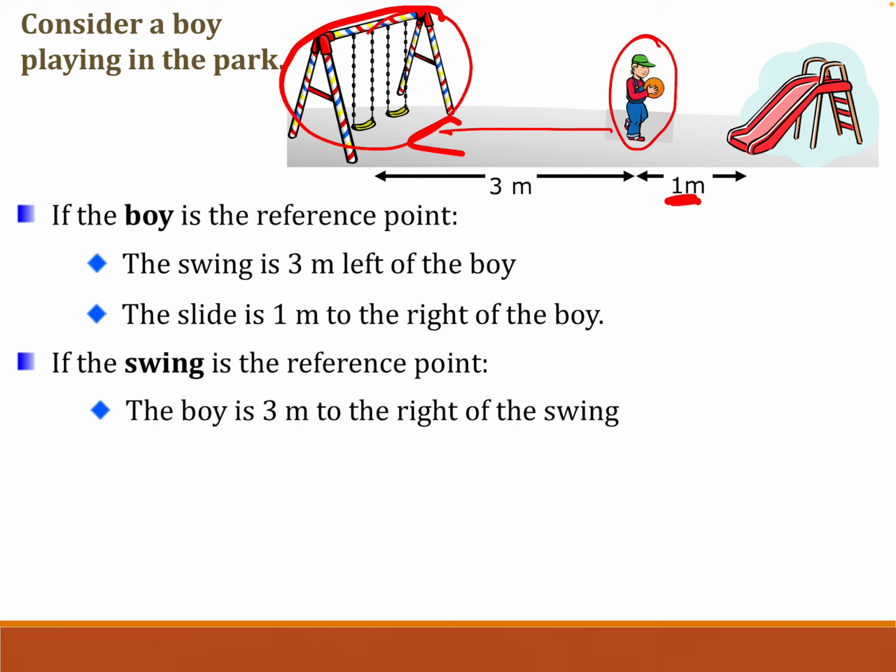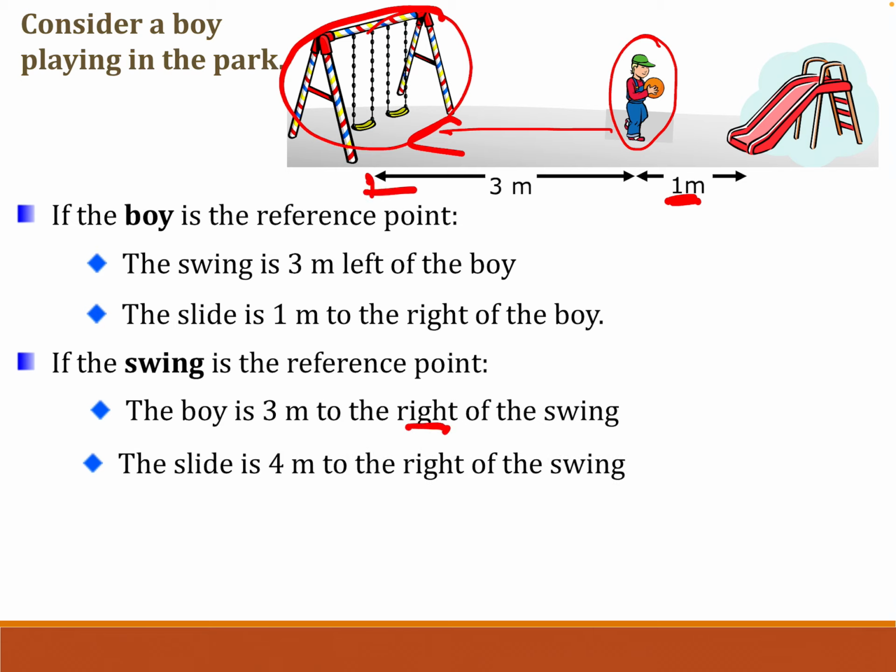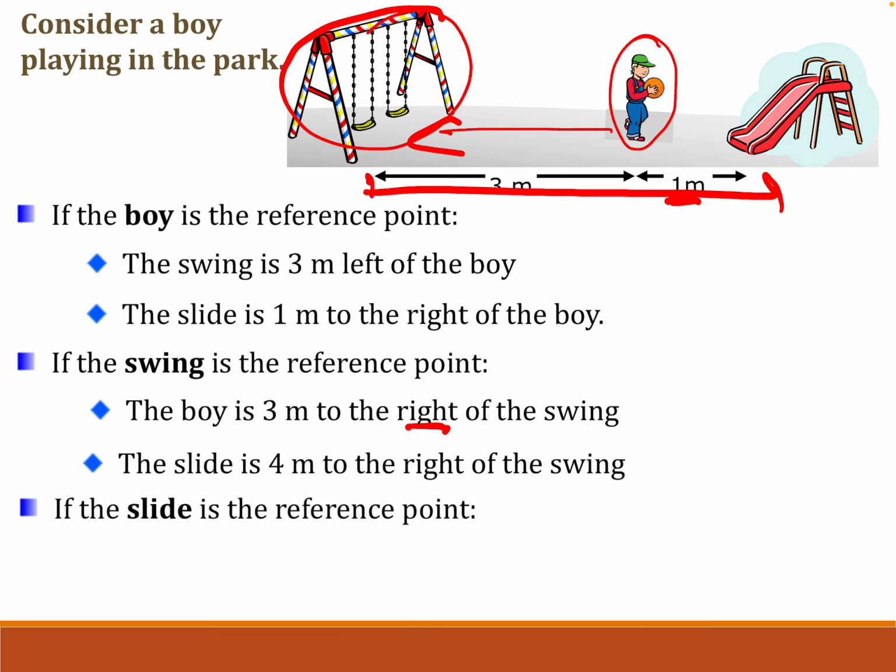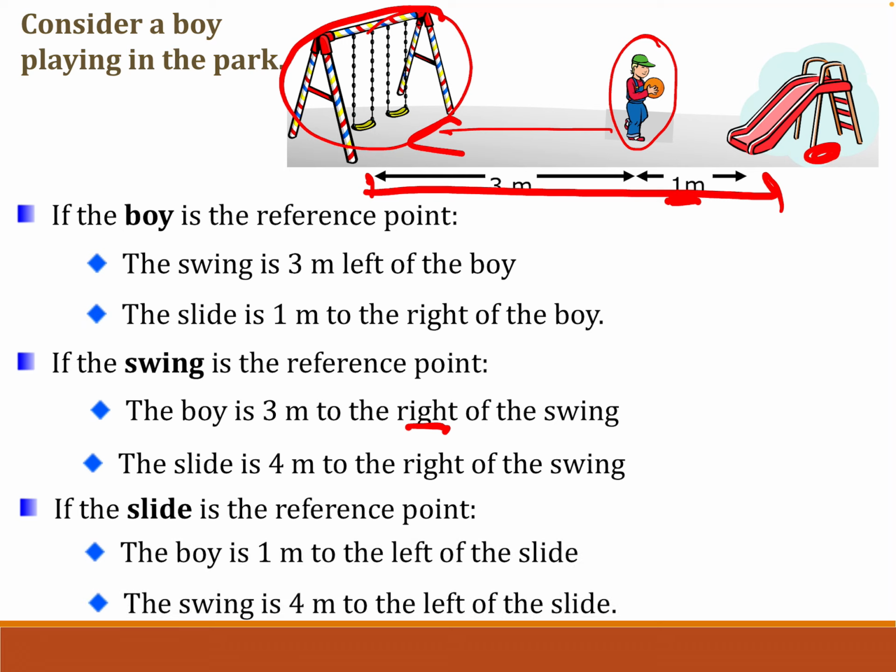But if I make the swing my reference point, so now this is where I'm starting, the boy is 3 meters to the right of the swing, but the slide is now 4 meters to the right of the swing, because it's further. If I make the slide my reference, then everything's actually to the left. So the boy is now 1 meter to the left of the slide, and the swing is 4 meters to the left.